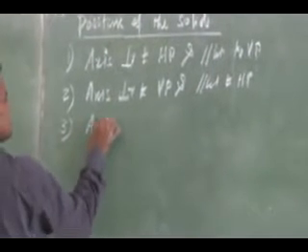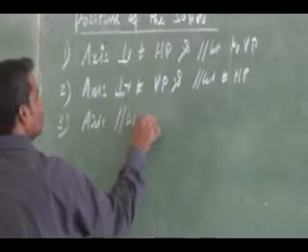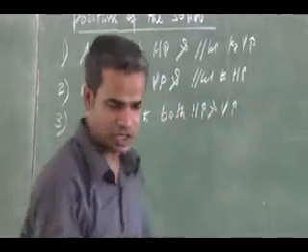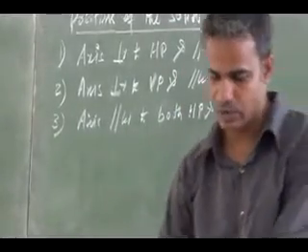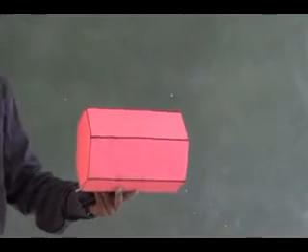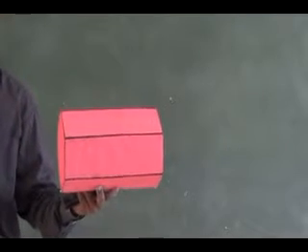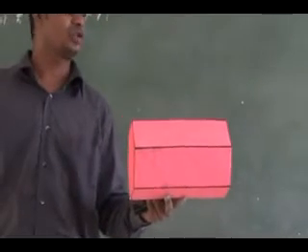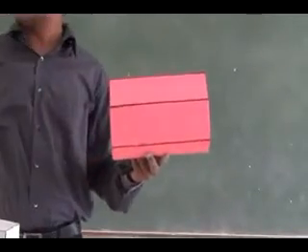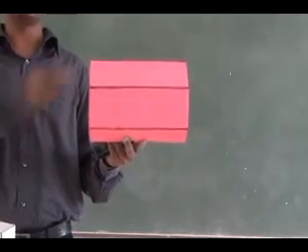Then I have another orientation: axis parallel to both HP and VP. In this orientation, you see this solid has an axis, and the axis is parallel to HP and parallel to VP. So I have to search for the true shape of the base. The axis is now perpendicular to the auxiliary plane, so I have to draw the true shape of the base in the side view. Then I have to come to the front view and top view.